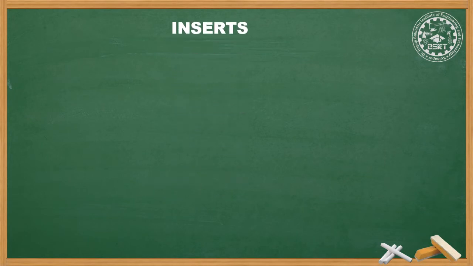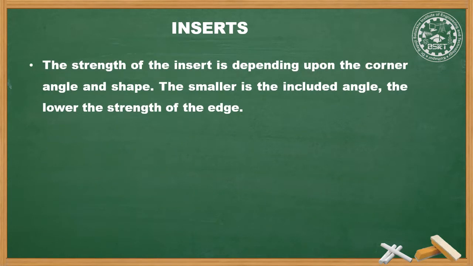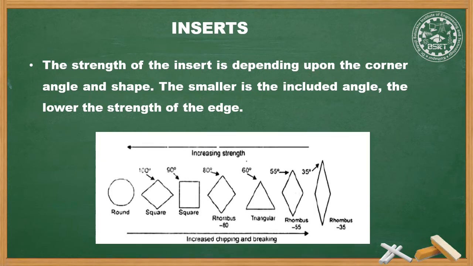As only the cutting edge or tip is used for cutting, the strength of the insert usually depends upon the corner angle and the shape. The smaller the included angle, the lower is the strength of the edge. The figure below shows the variation of shapes of insert in decreasing order of strength. To further improve edge strength and to prevent chipping, all insert edges are usually honed, chamfered, or produced with negative land as shown in the figure.